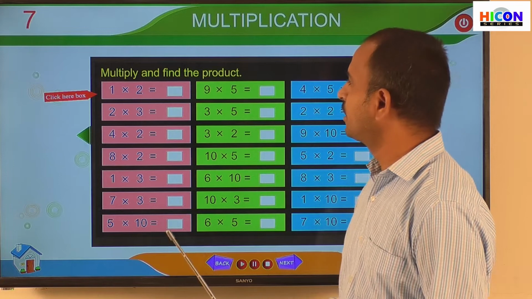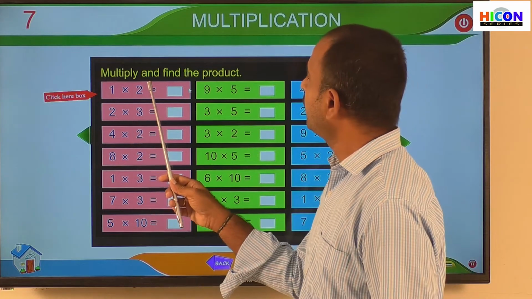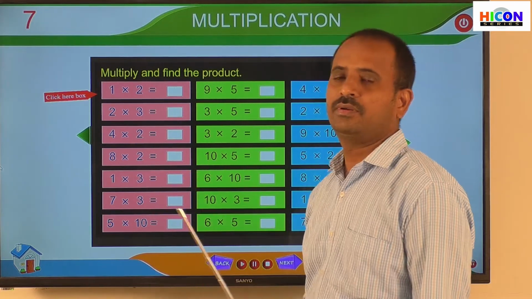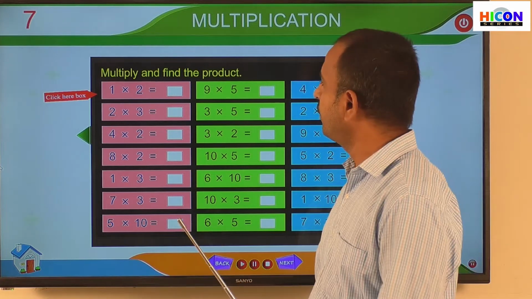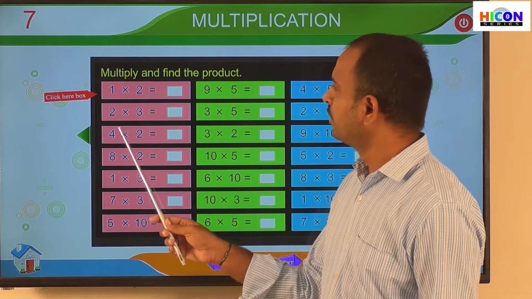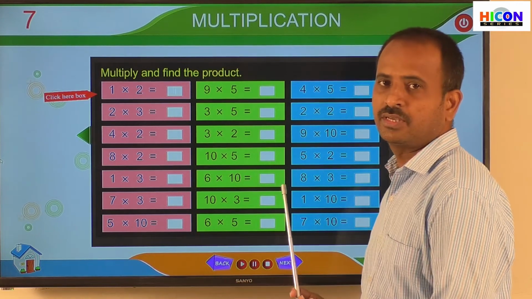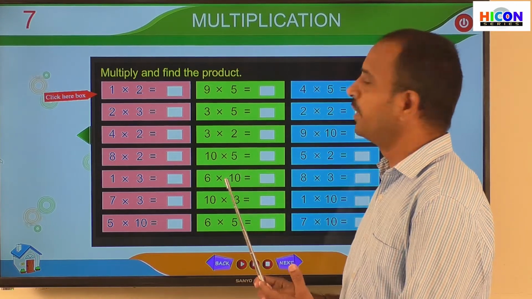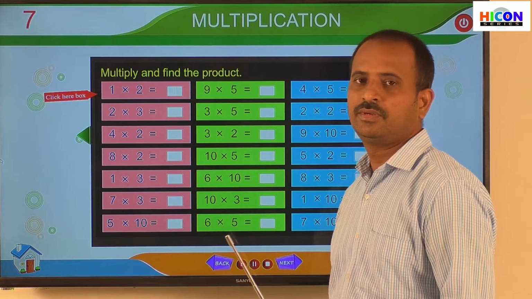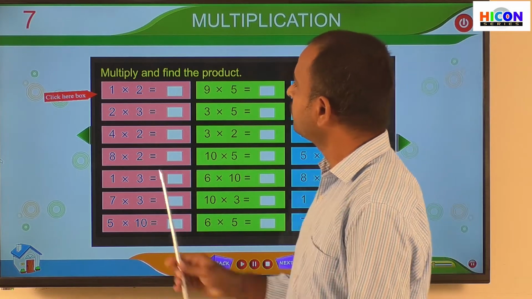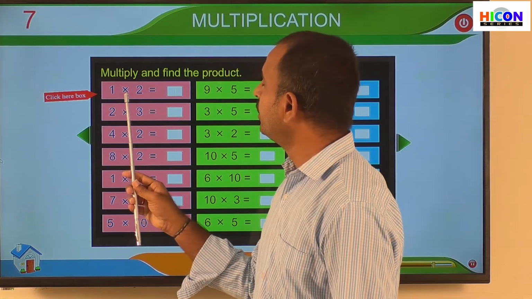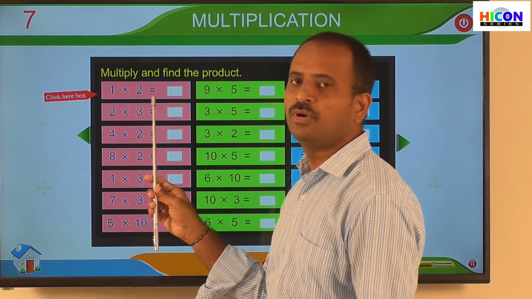So children, look at the screen. Multiply and find the product. There are so many multiplications given, and we will practice some multiplications among these. So look at the first multiplication. 1 into 2 is equal to how much?